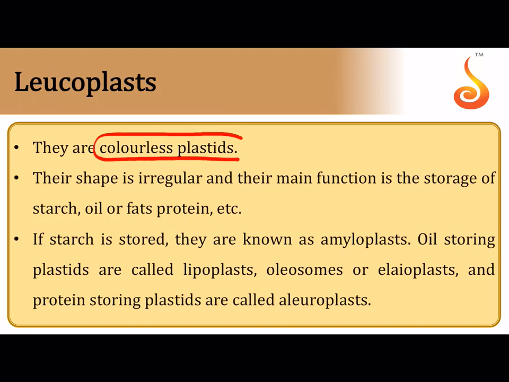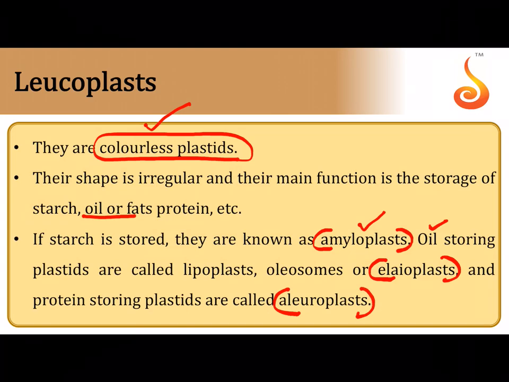Leucoplasts are entirely colorless. We saw chloroplast was green in color, chromoplast occurred in yellow, orange and reddish colors. But there are certain plastids present in plant cells which have absolutely no color. They are called leucoplasts. They are meant for storage. For example, those leucoplasts which store starch, that is amylose, are referred to as amyloplasts. Those which store oil are called eleoplasts or oleosomes or lipoplasts, and those which store proteins are referred to as aleuroplasts.